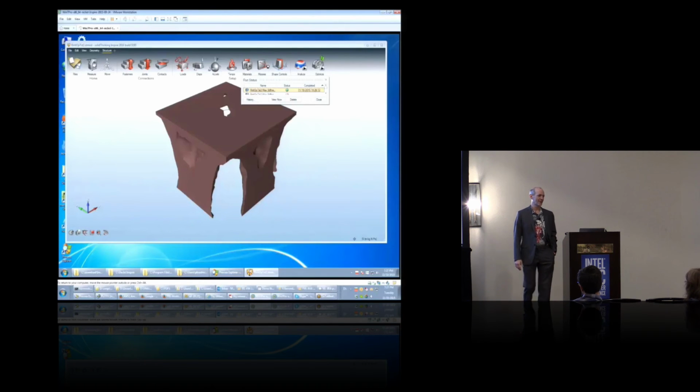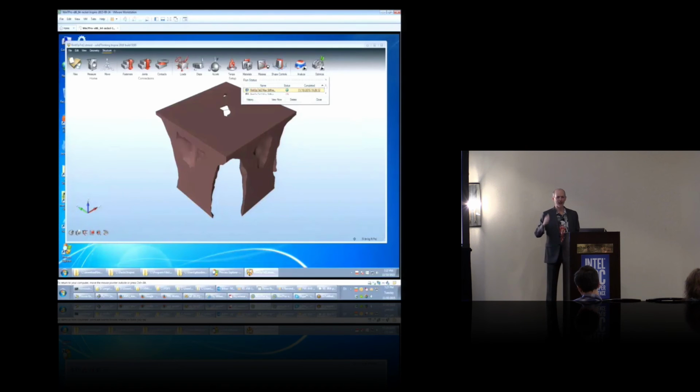So that's what I want for the future of workload management. I want nobody to see it in the user space.